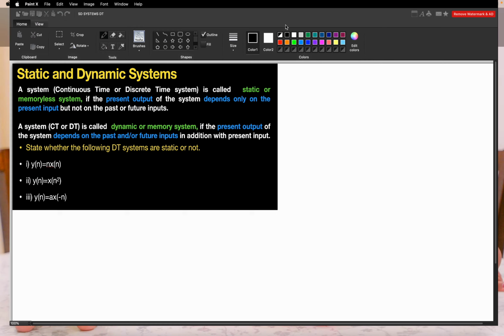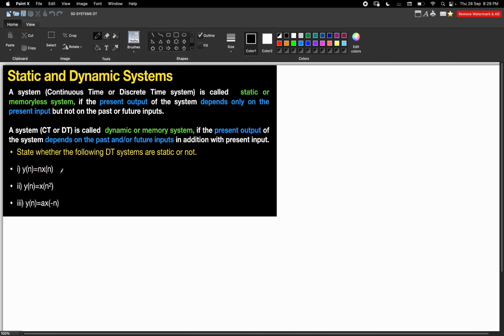and we will see a similar problem with discrete time systems. Here you can see the system equations of discrete time systems: y of n is equal to n into x of n, y of n is equal to x of n square, and y of n is equal to x of minus n. By observing the system equation we can find the first system y of n is equal to n x of n.